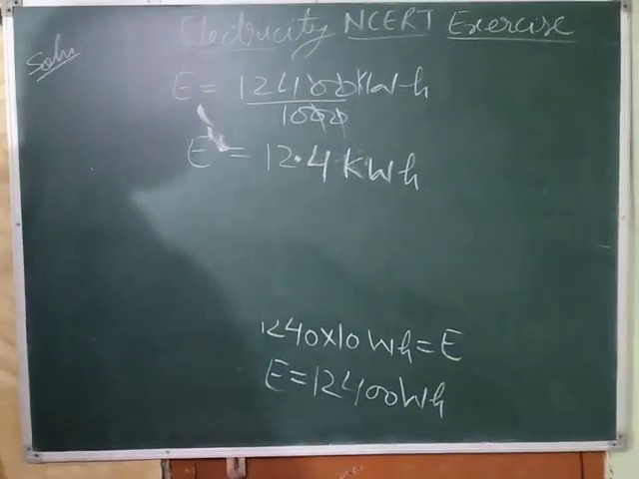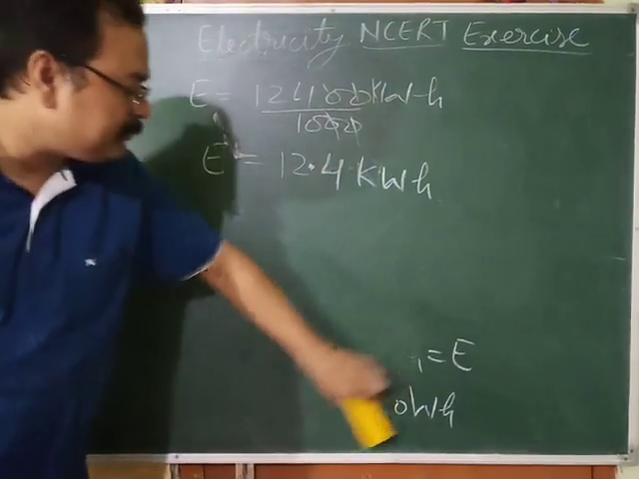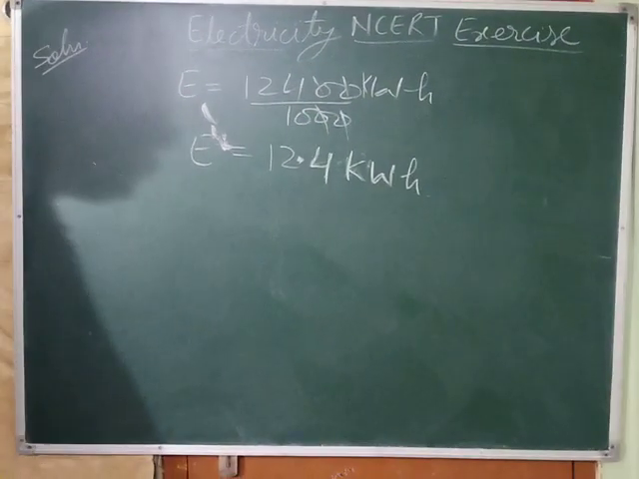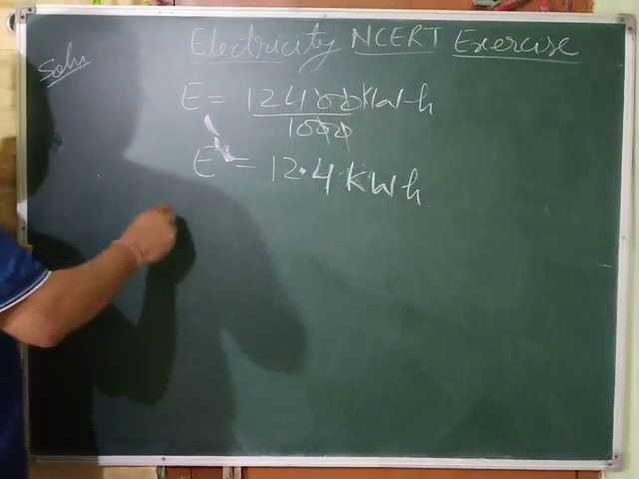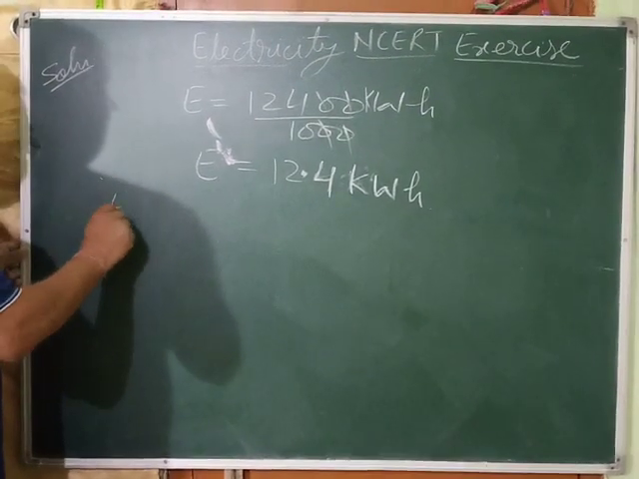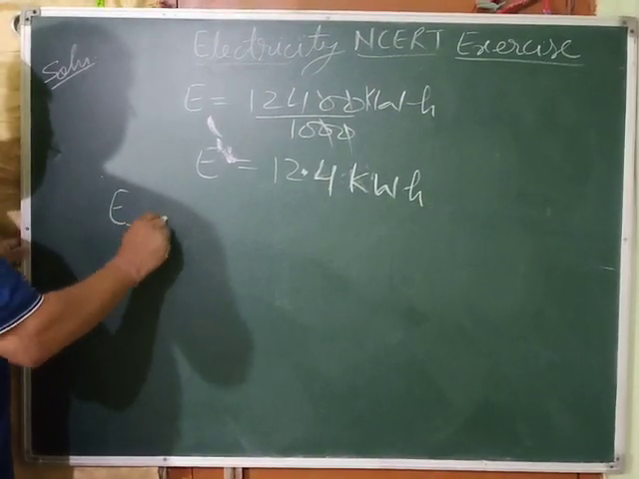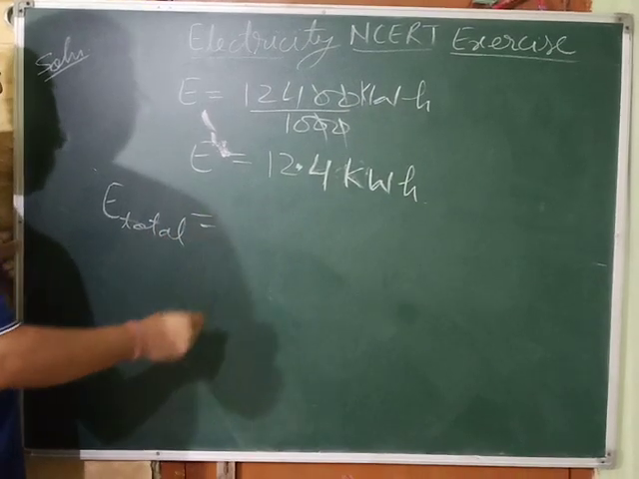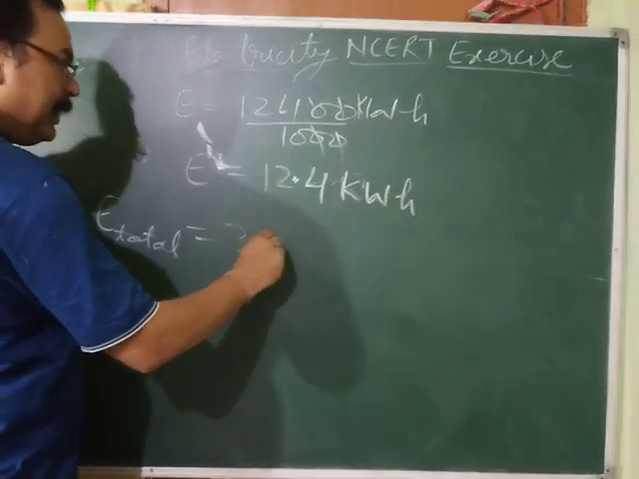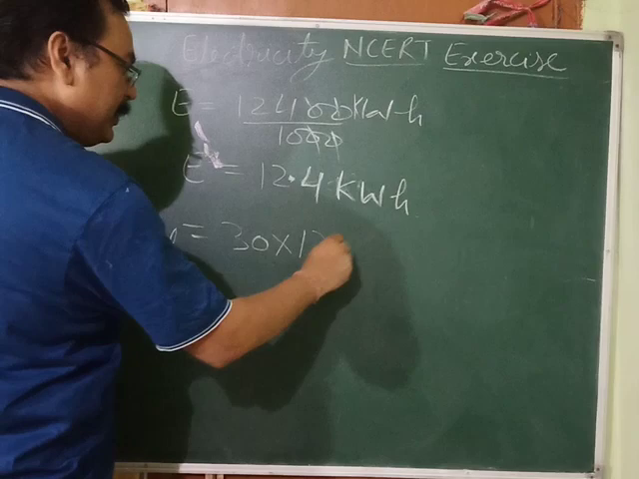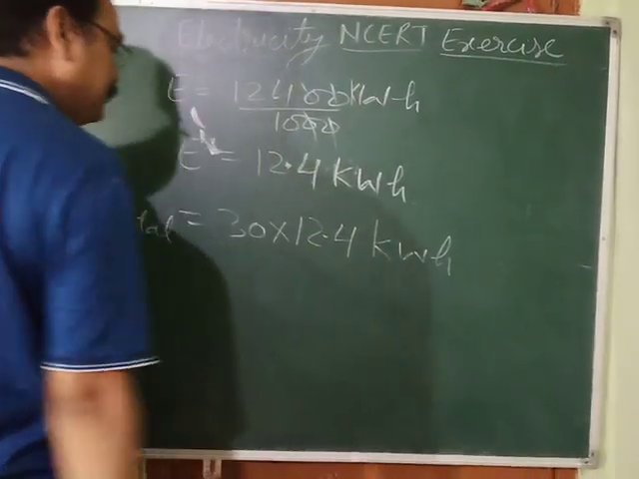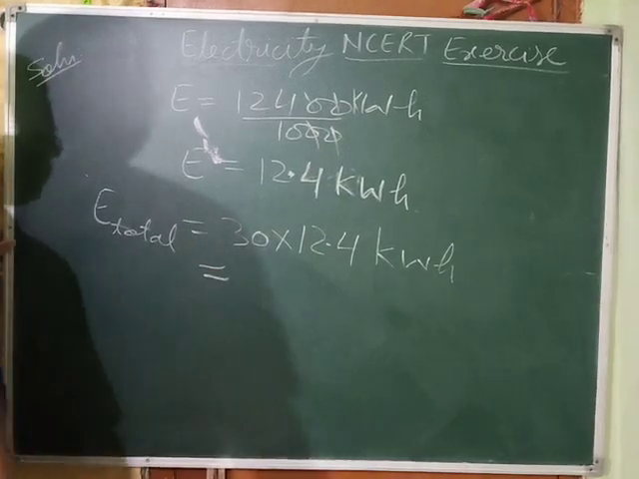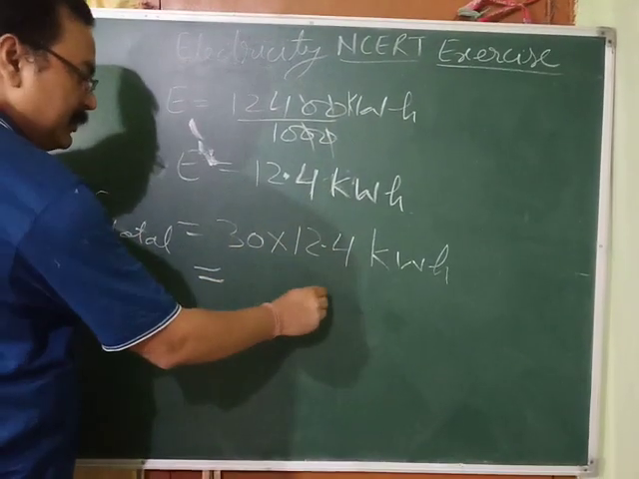Now, what is the number of days in the month of June? It is 30, because July is 31 and August is also 31. Okay. So, total energy consumed is how much? 30 into 12.4 kilowatt hour. So what will you get? You can multiply this by 30. First, you can place this 0.